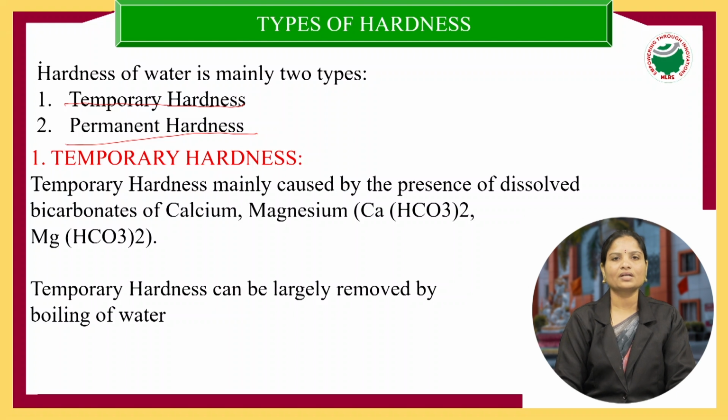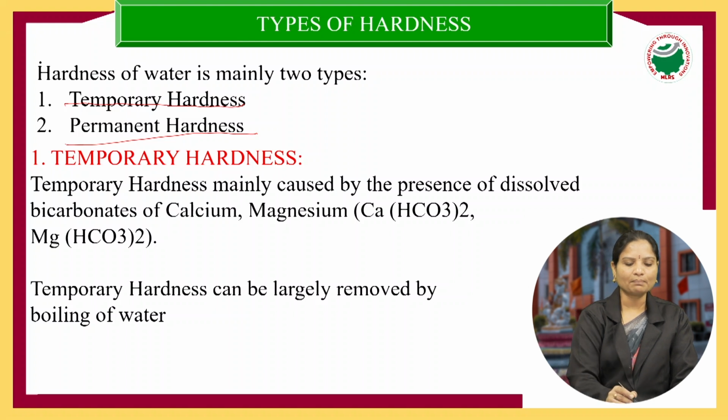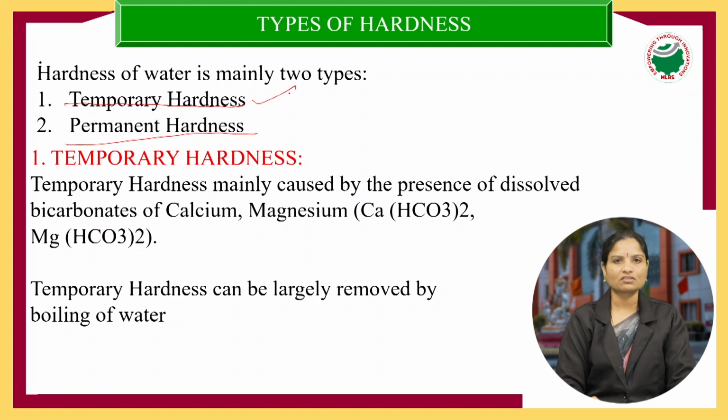What is meant by temporary hardness? Temporary hardness is caused by the bicarbonates of the calcium or magnesium ions. And permanent hardness is caused by the chlorides, sulfates, nitrates, phosphates of the calcium or magnesium ions. So temporary hardness is the presence of bicarbonate.